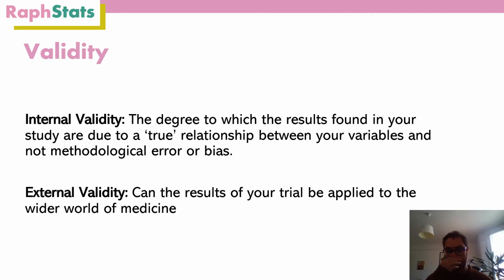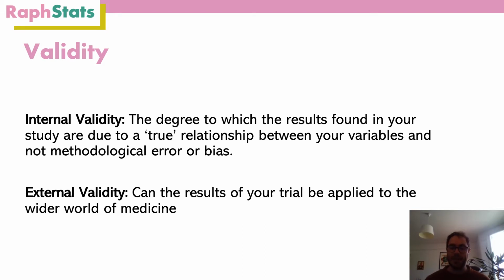So I've talked a bit about validity. And now, what is validity? Well, generally we split validity into two halves, internal and external. Internal validity is mainly referring to how right the results you found are. Is it because of a true relationship, or is there something in your study, whether that's methodological error or bias, that means the result you found just is false? That's what internal validity is talking about.